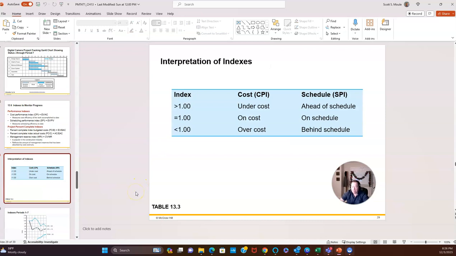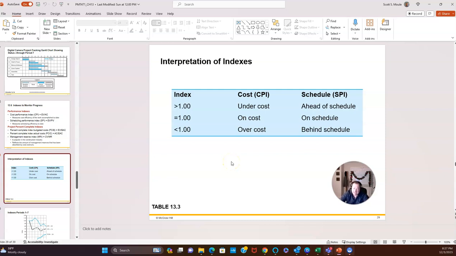So when you look at your CPI and SPI, if you are running a one, what you expected it to cost and what it actually costs, what you actually delivered versus what you planned to deliver, are the same. That's a one. A number divided by the same number is one. So that means you're on cost and you're on schedule. If it's greater, then you're under cost and ahead of schedule. If you are under one, you're over cost and behind schedule.